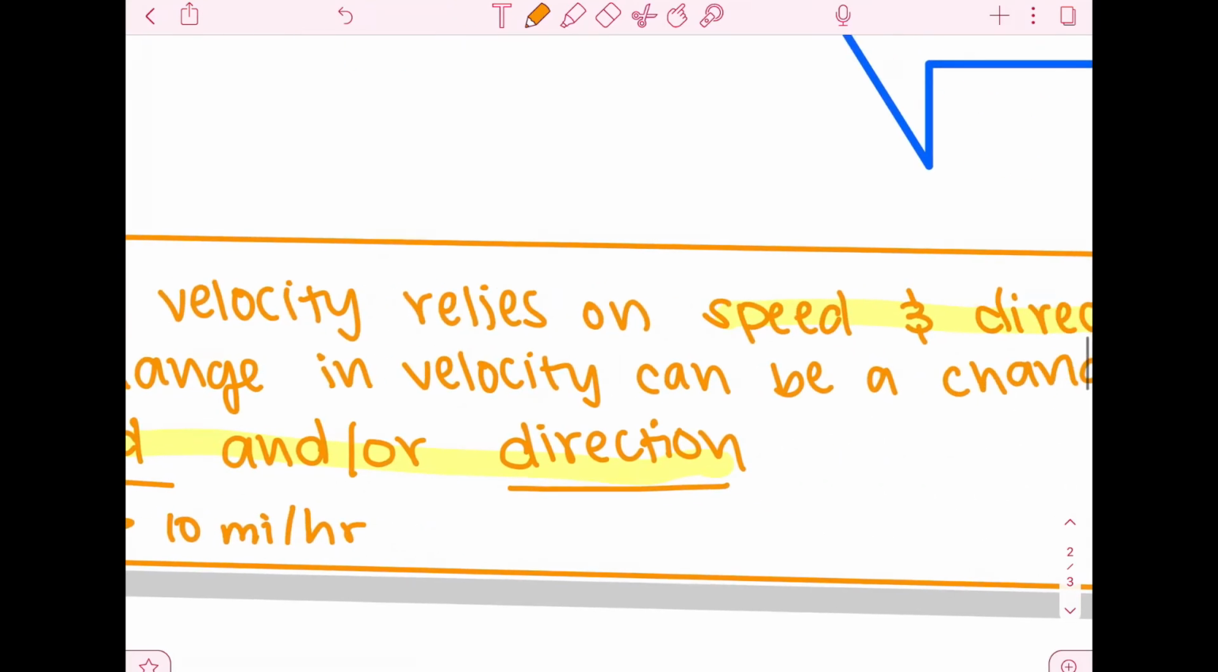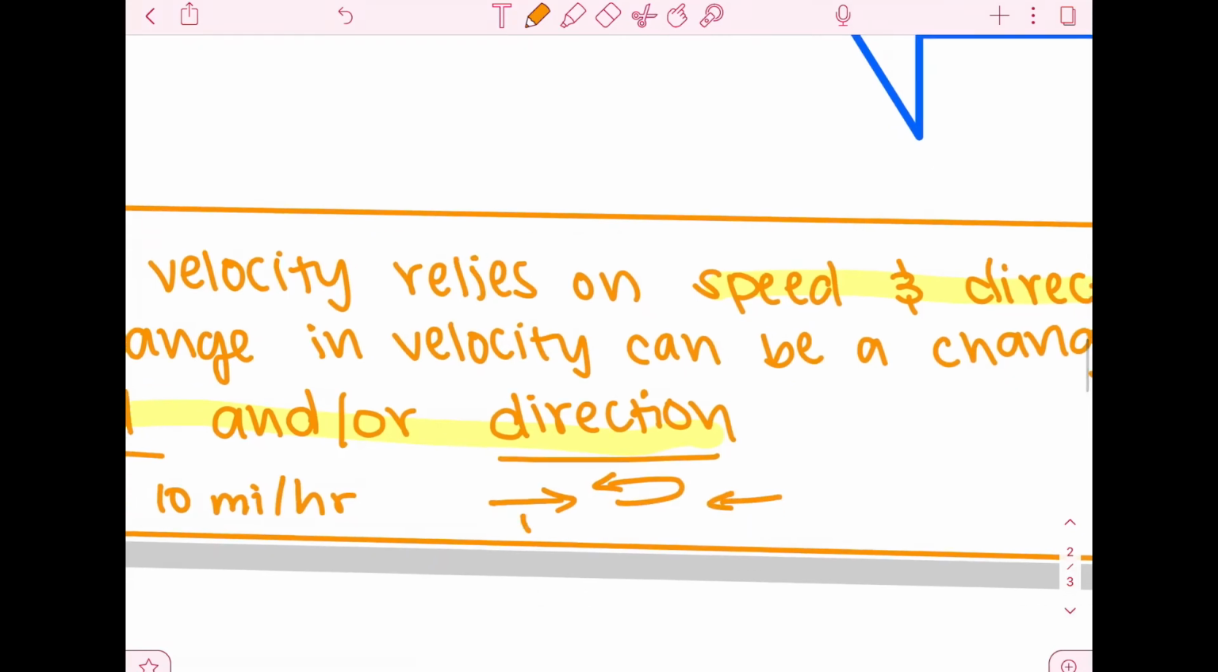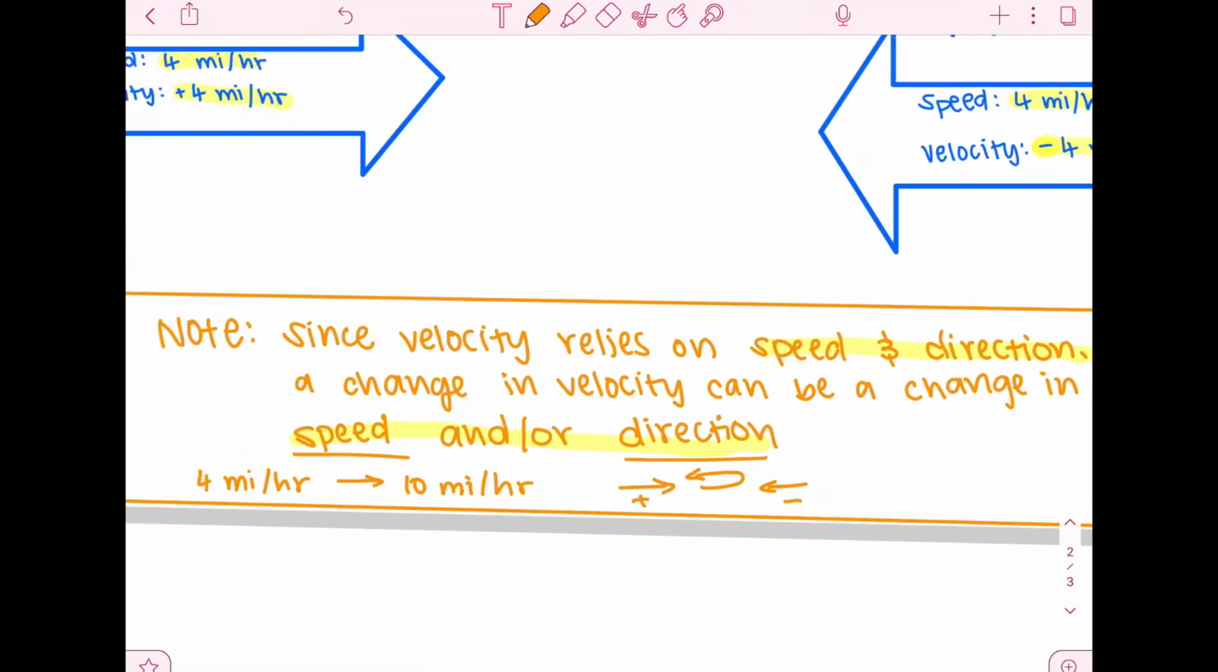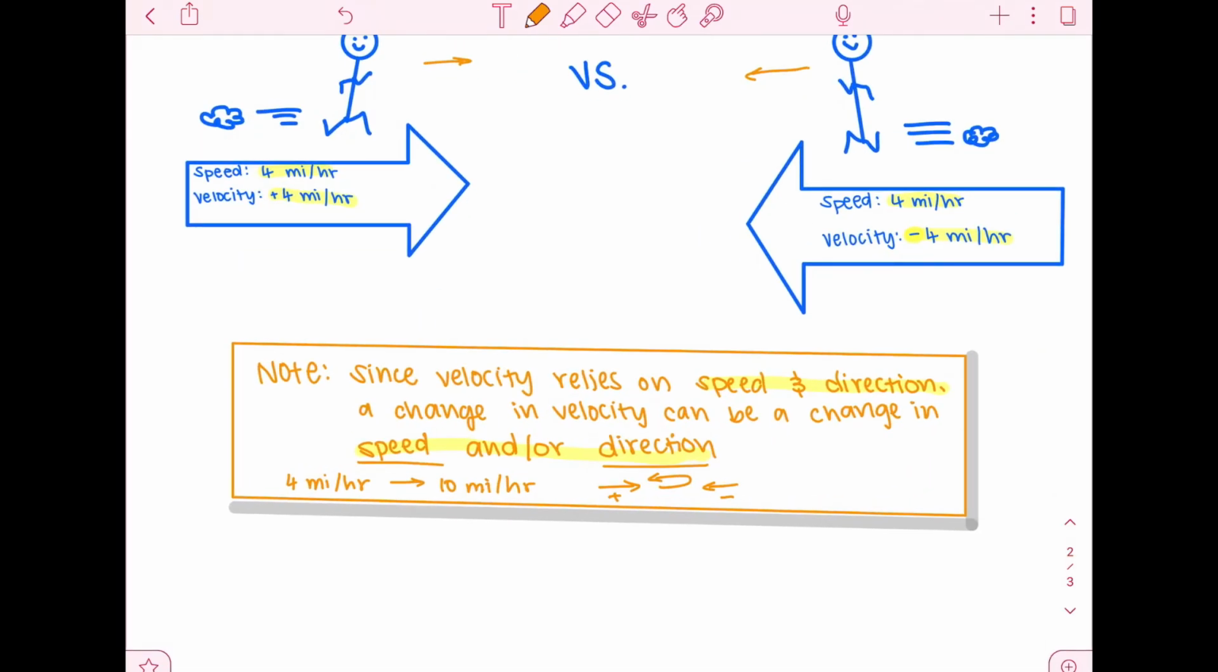Or direction. So let's say they were going this way, but then they take a U-turn, and now they're coming back this way. So this would be a plus, and this would be a minus. So change in direction means adding a plus or minus before the value.